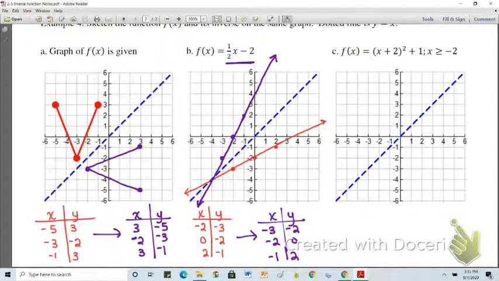Okay, last one. If you will look at C, notice again, I have a quantifier. So I know for my x table, I am not going to graph anything less than -2. So for my original table, I am going to start with -2. So it's -2, 1, -1, 2, 0, 5.